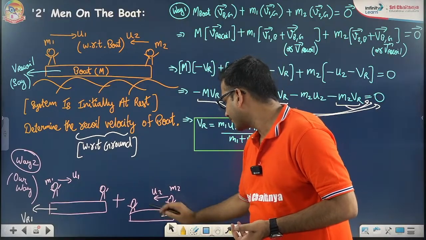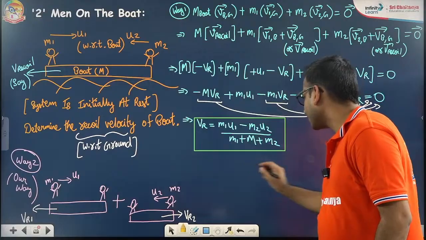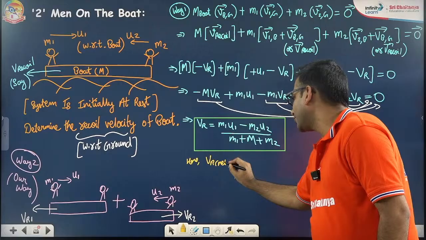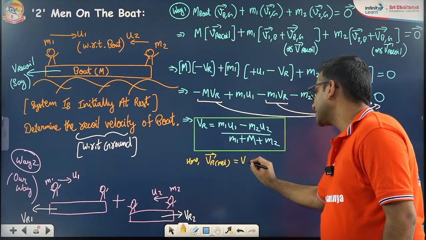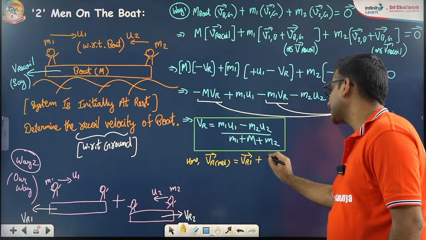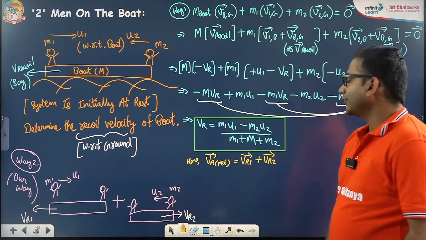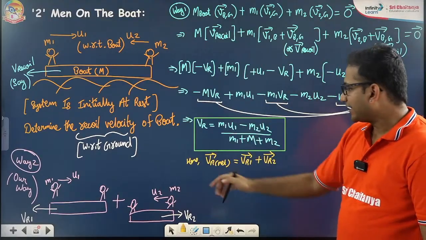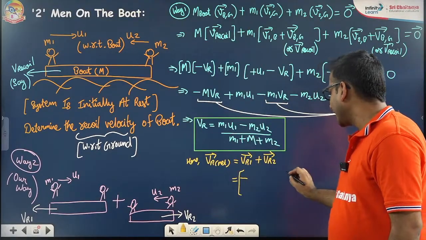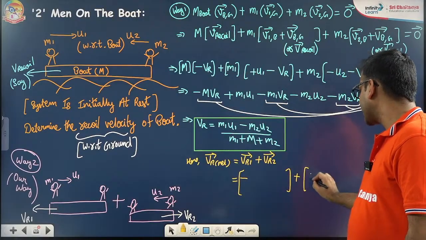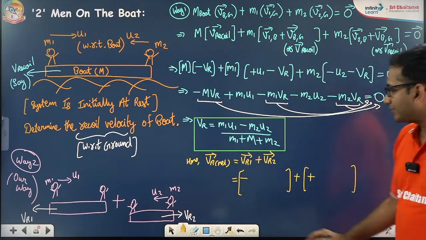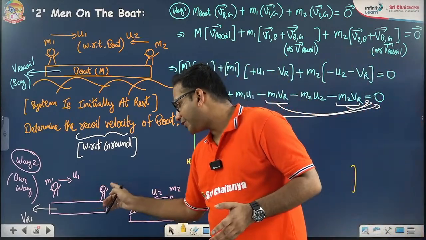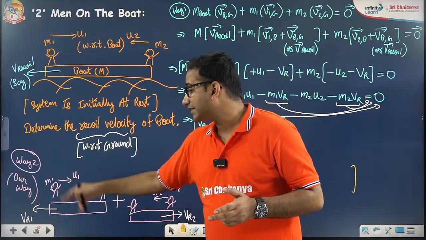See, I'll write it for you. So I will say here, VR vector net, the recoil velocity net, can be written as VR1 vector plus VR2 vector. Now, naturally, one is negative, one is positive. So one is negative, and another one is positive. If you are writing VR1, then that is the recoil velocity of M2 plus boat. So always take the opposite mass.